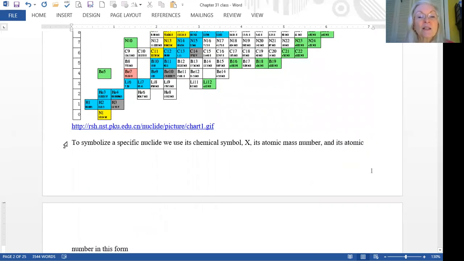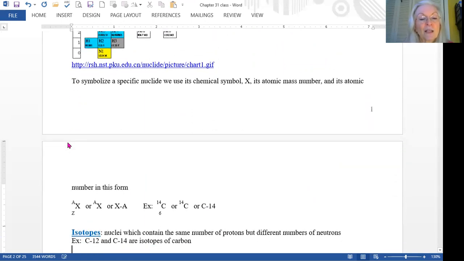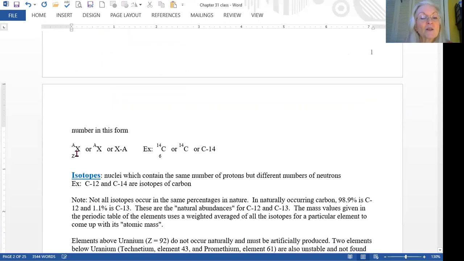So to symbolize a specific nuclide, we use its chemical symbol, so C for carbon or H for hydrogen, its atomic mass number, and its atomic number. And our format is fairly scripted. We don't have a lot of leeway in that. So it can be in this format where you have the symbol, a superscript that is the atomic mass number, and a subscript that is the atomic number. Or oftentimes we'll leave off the atomic number because if you have the symbol, you probably know what the atomic number is. Or if you don't want to have superscripts, you can have the symbol and the atomic mass number.